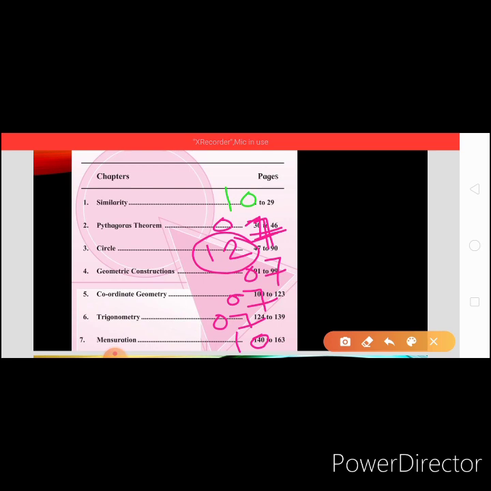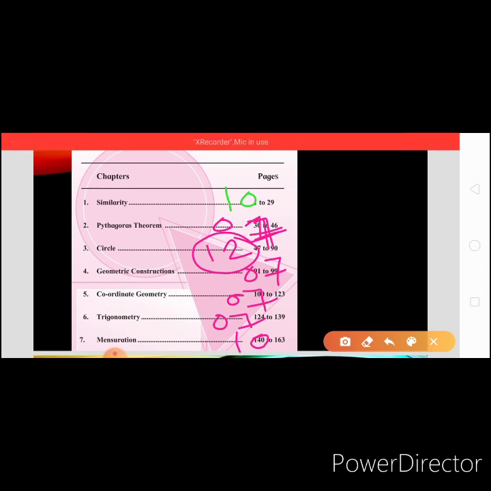Means friends, chapter number 1, similarity, has 10 marks. Chapter number 2, Pythagoras theorem, has 7 marks. Chapter number 3, circle, has 12 marks. Chapter number 4, geometric construction, has 7 marks for your exam. Chapter number 5, coordinate geometry, also has 7 marks. Chapter number 6, trigonometry, also has 7 marks. And the last chapter is mensuration, and it has 10 marks.